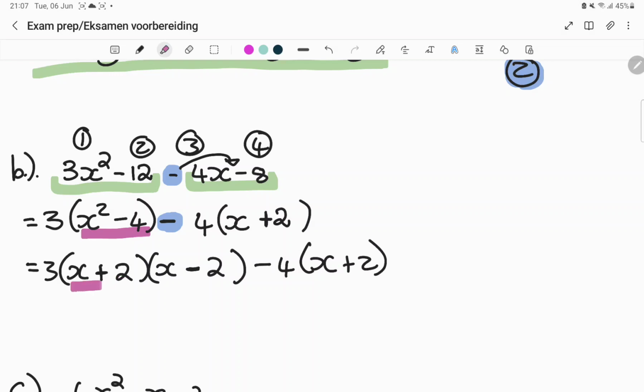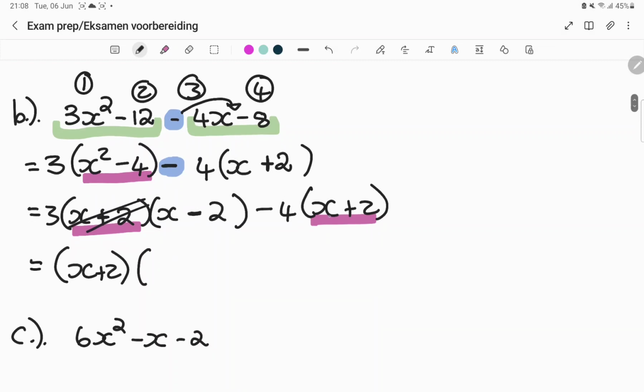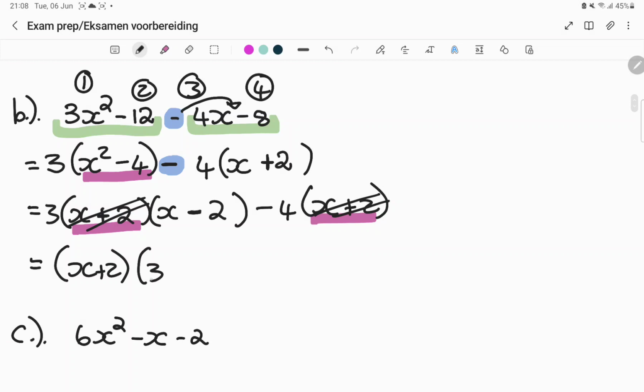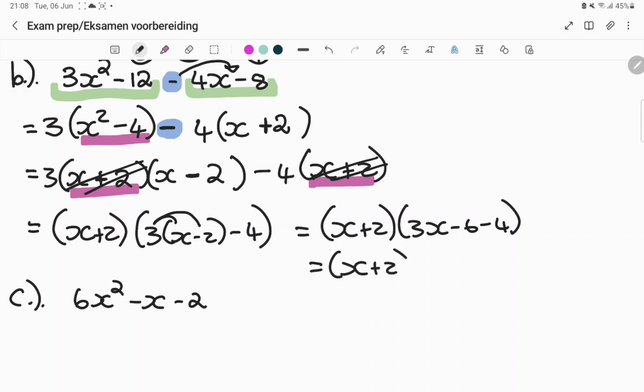Now I see that in fact here and here I have exactly the same bracket, so I do have a common bracket. So I'm going to take out my common bracket, and then you make your second bracket for what's left. So if I remove this bracket and I remove this bracket, I'm left with 3 bracket x minus 2 minus 4. I multiply in my 3, and this will give me a final answer of x plus 2 bracket 3x minus 6 minus 4, and that will become 3x minus 6 minus 4 is minus 10. And here you have your final answer.